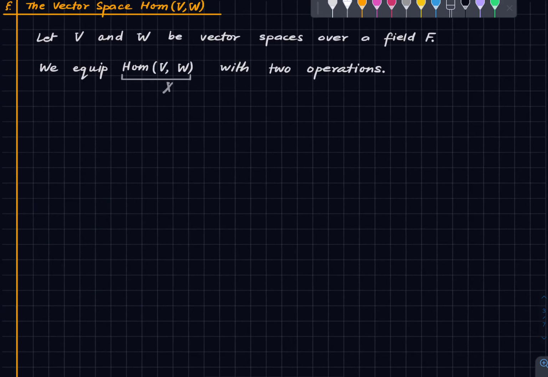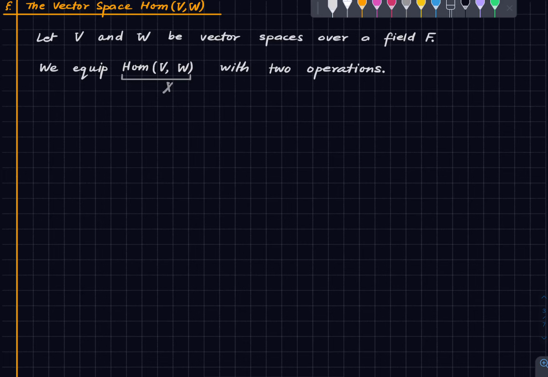Okay. So we will define a vector space structure on this object. This notation is the set of all the linear maps from V to W. Fix vector spaces V and W over the same base field F, and we are going to equip this with two operations. Of course, since we are trying to make this a vector space, we will be equipping this with two operations. So we just need to prescribe how we add linear maps and how we scale linear maps.